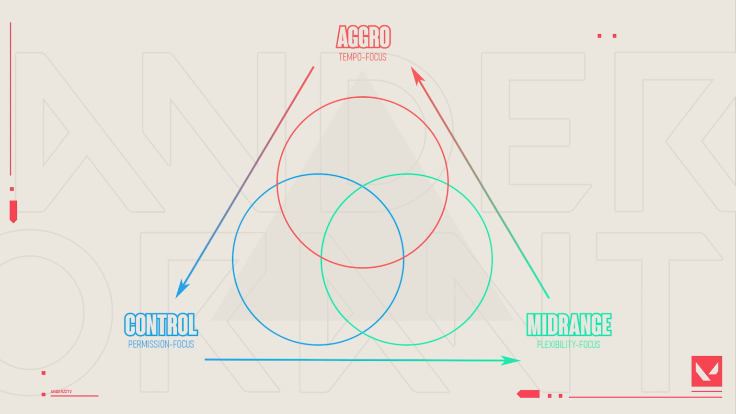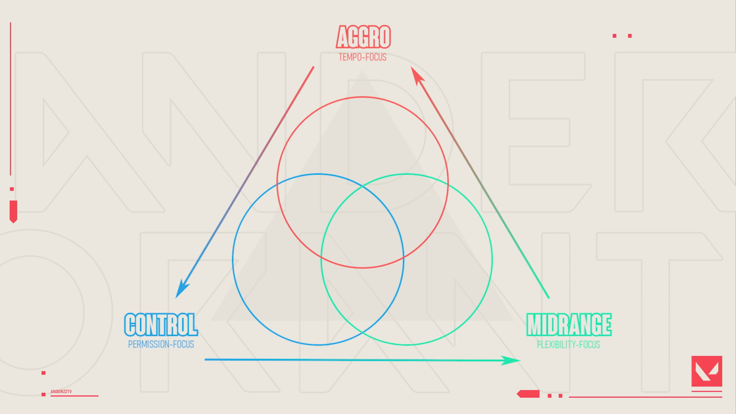For those of you who don't know about style dynamics, I highly recommend you go back and watch my Mastering Macro video on it. This is a triangular balancing system that has appeared in TCGs, other MMOs, so many competitive avenues that you can hardly count them. The fundamental premise being that there are three major archetypes of play. Aggro, which is focused on tempo and pace, control, which is focused on permission, and mid-range, which is focused on flexibility. The reason it's triangular is because aggro beats control, control beats mid-range, and mid-range beats aggro.